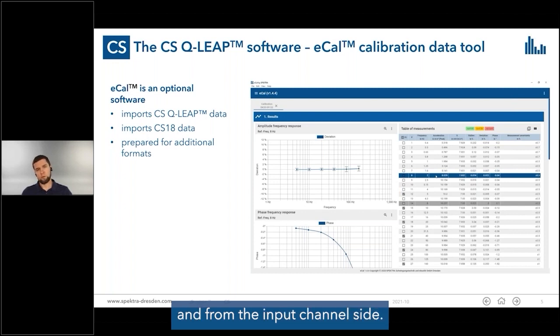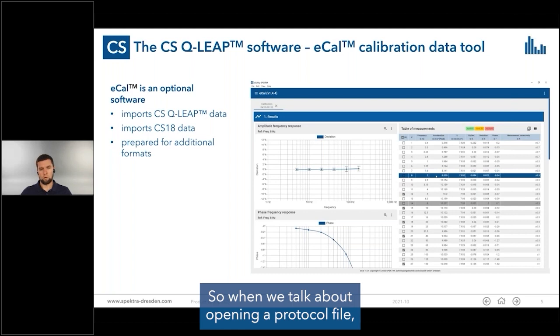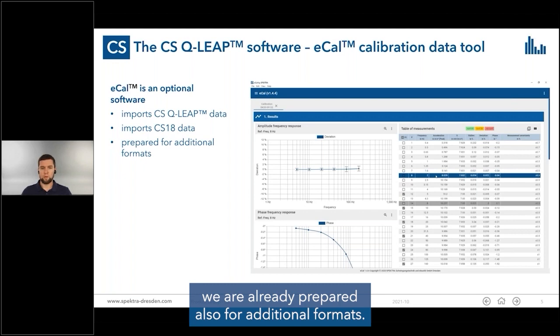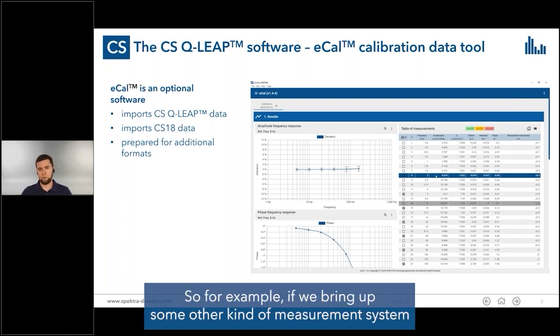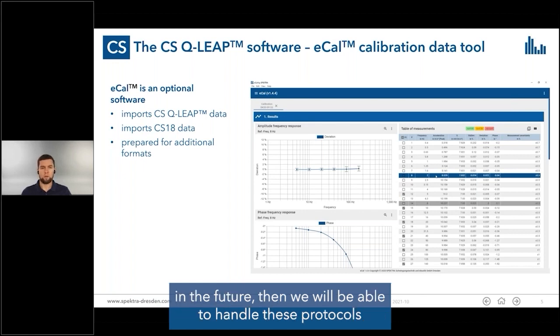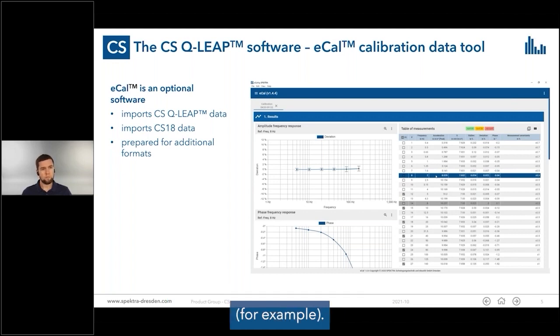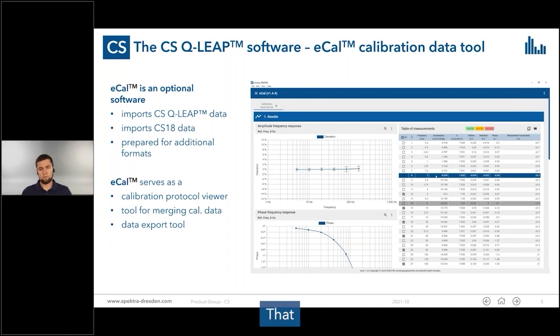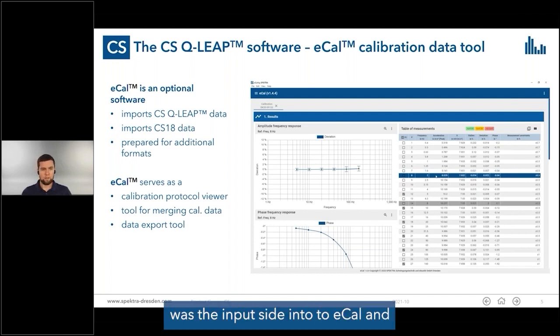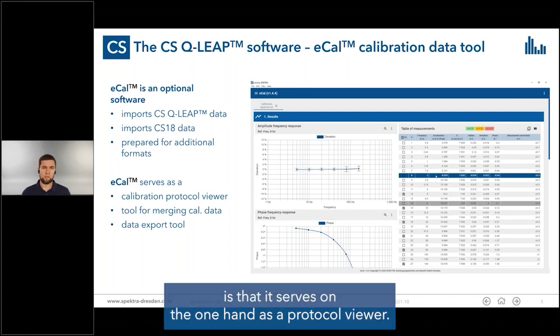And from the input channel side, so when we talk about opening a protocol file, we are already prepared also for additional formats. So for example, if we bring up some other kind of measurement system in the future, then we will be able to handle these protocols. An actual topic are the protocol files of the CV10, for example. And that was the input side into eCal.